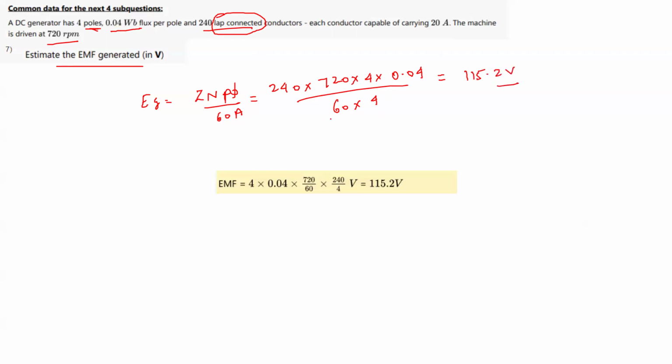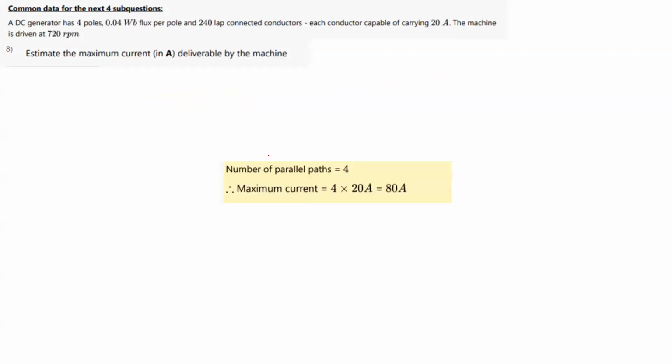Now let us go to the next question. We have to estimate the maximum current deliverable by the machine. So what is the number of conductors per pole? It is 240 by 4, which is 80 conductors per pole. So there are 4 parallel paths like this.